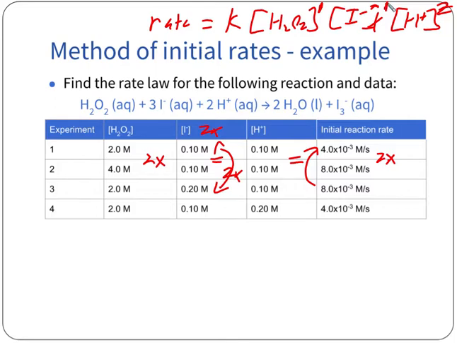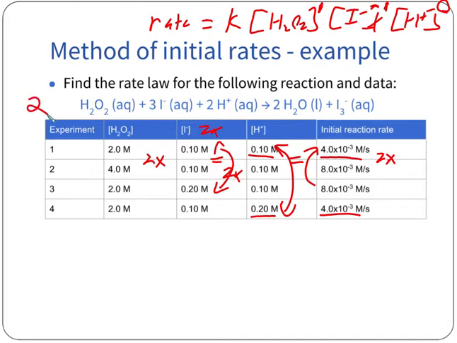Last one is our H plus ions. For those, we're going from here to here, doubled it again from 0.1 to 0.2, double the concentration. Let's look what happened to the reaction rate. It went from 4.0 times 10 to the negative third to the same thing, 4.0 times 10 to the negative third. So when we doubled the concentration of our H plus ions, there was no change in the reaction rate. And if there's no change in the reaction rate whenever you change the concentration, that means that the order of the reaction with respect to H plus is 0. So 0 is our reaction order there. Our overall reaction order is going to be 1 plus 1 plus 0. Overall reaction order is going to be 2.